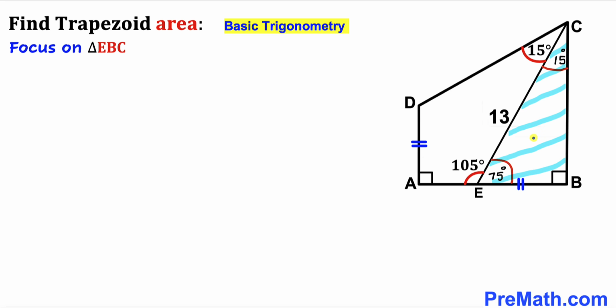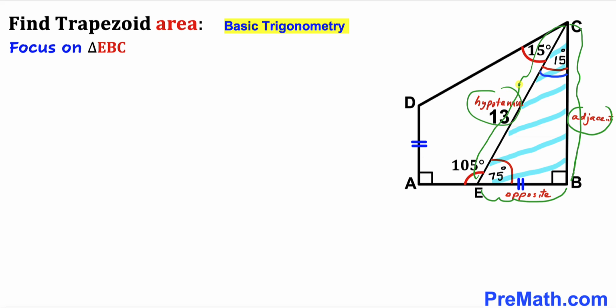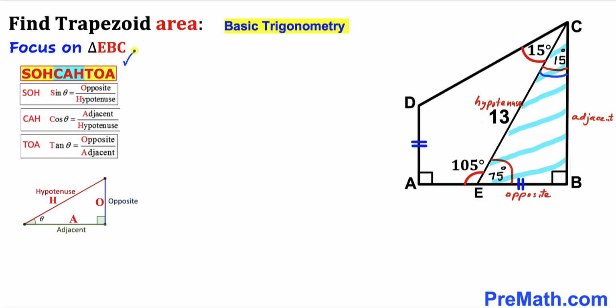And now let's focus once again on this right triangle EBC. And now let's focus on this angle, which is 15 degrees. Then this side length is going to be the adjacent. This is going to be the opposite side, and this longest leg is going to be the hypotenuse. And now let's recall SOHCAHTOA, and we are interested in sine and cosine of 15 degrees.